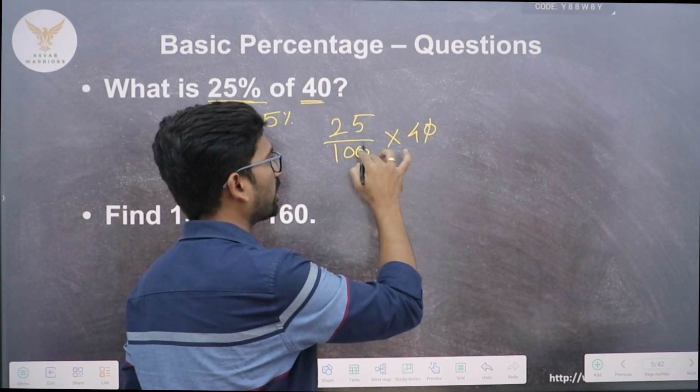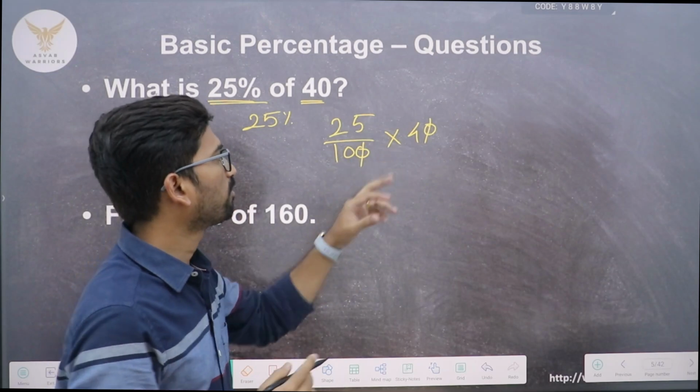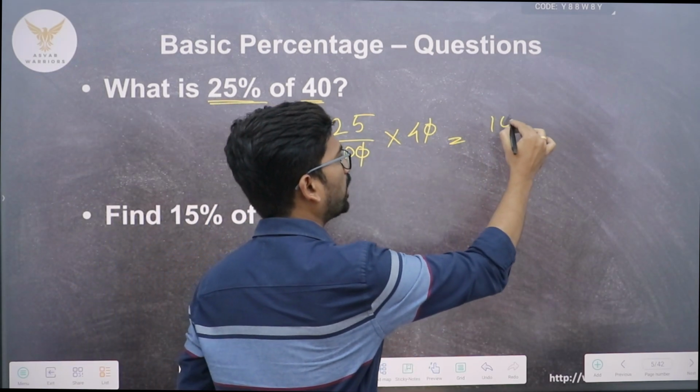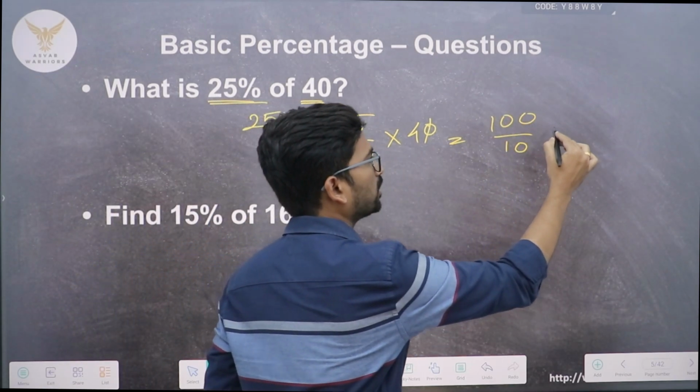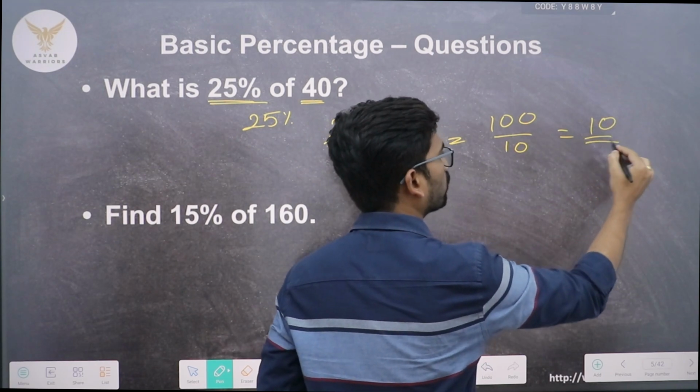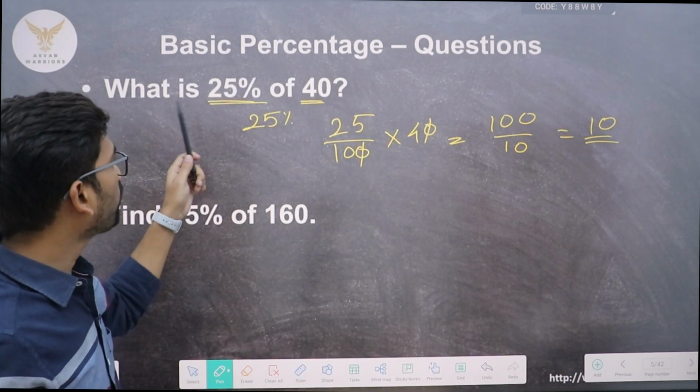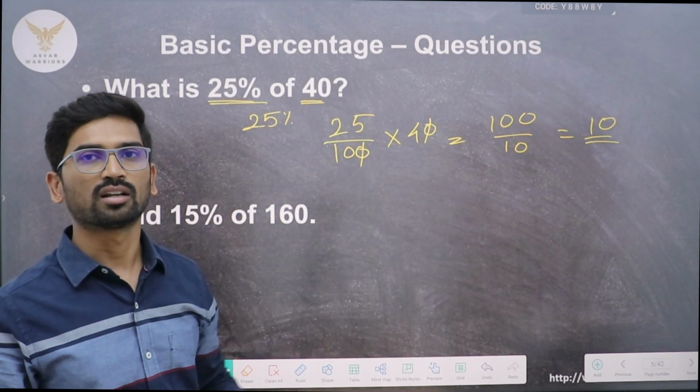So 25 upon 100 times 40 will give us 25% of 40. This 0 will get cancelled with this 0. 25 fours are 100, divided by 10, it will be 10. So we can say 25% of 40 is 10.